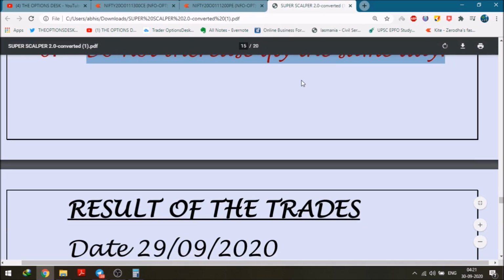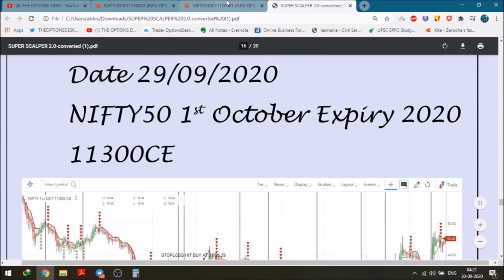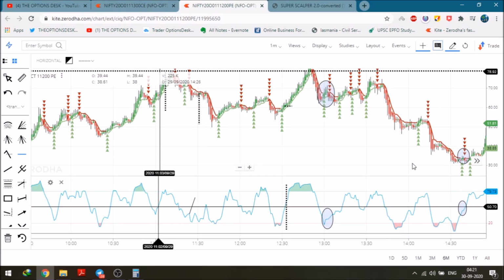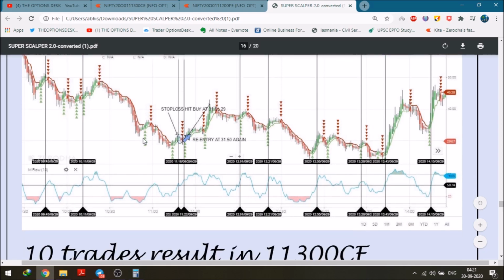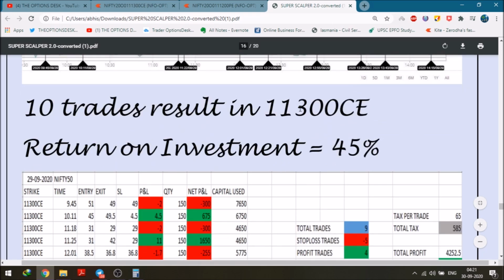Okay, results of the trades. These are the two charts that I have mentioned for the 29th of September. The results: 11,300 CE, there were 10 trades, 1, 2, 3, 4, 5, 6, 7, 8, 9, 10. Stop loss trades were there also. See the stop loss trades here, 1, 2, 3, 4, 5. No problem. 10 trades result in the 11,300 CE option.